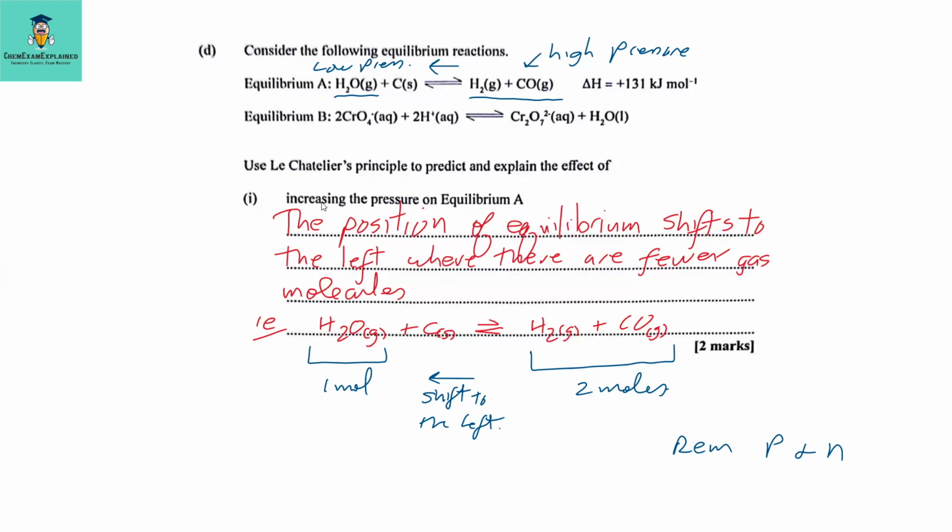And if you increase pressure on the system, according to Le Chatelier's principle, the system will oppose the change by decreasing the pressure, and it does so by shifting to the left or shifting to the side with a lower number of moles. So when you increase pressure, the system will decrease the pressure by shifting to the side with a fewer number of moles. So our answer should be the position of equilibrium will shift to the left where there are fewer gas molecules. And you can see that in the equation.